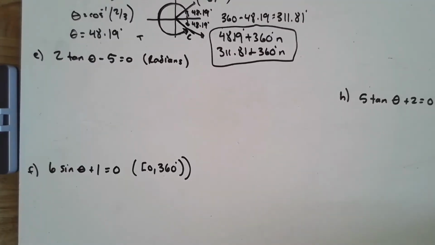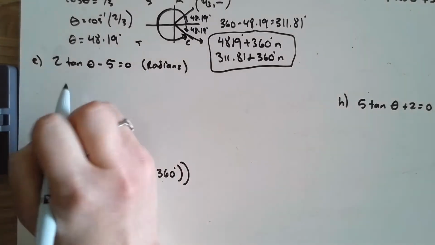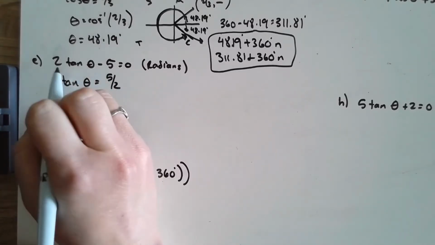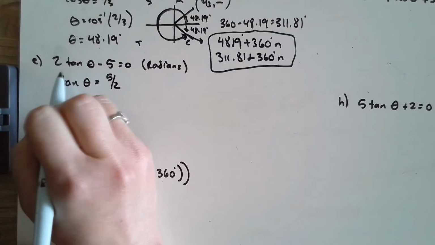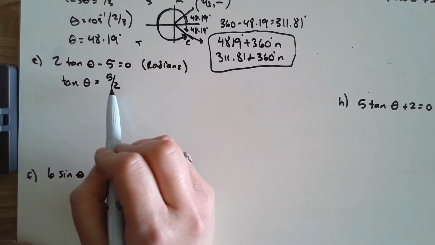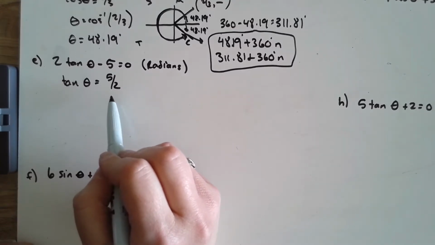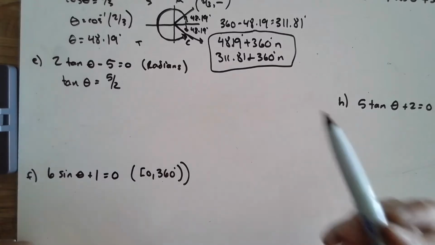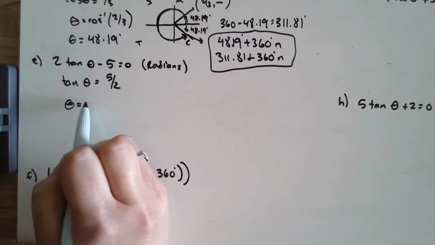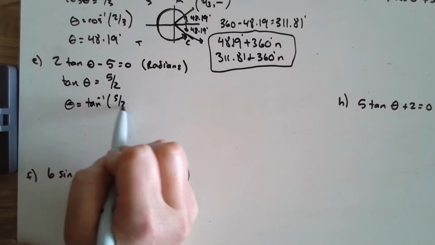Okay, so on E, dealing with tangent. So tangent theta, if we add the 5 and then divide by 2, so add the 5, divide by 2 to get tangent by itself. Okay, tangent is opposite over adjacent. Does it matter which one's bigger? No, it really doesn't. The only thing that matters is if we have the hypotenuse, it's bigger than my other two sides. So I could go theta equals tangent inverse of 5/2.